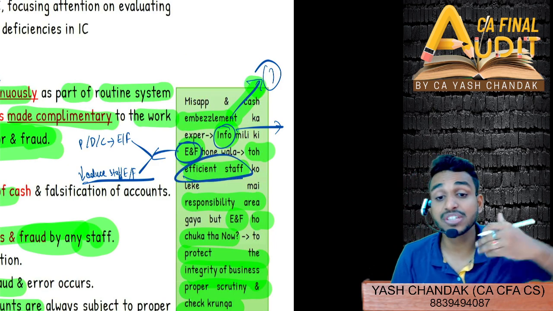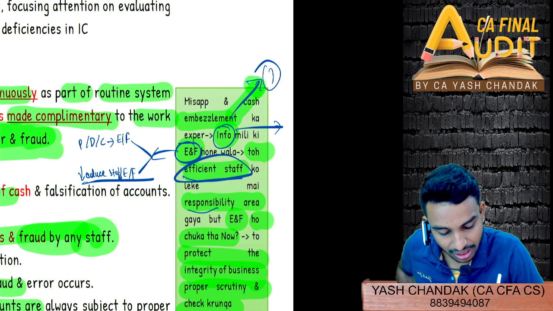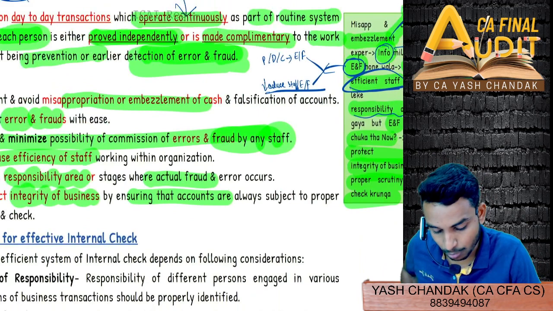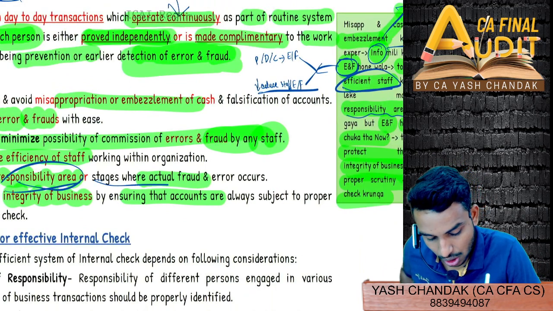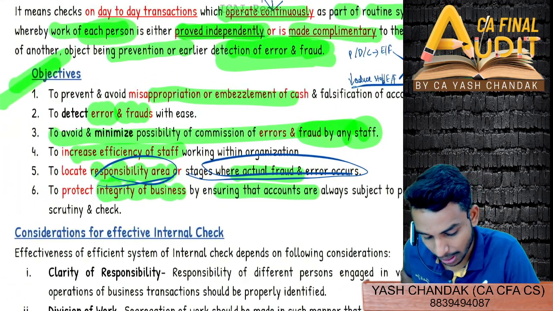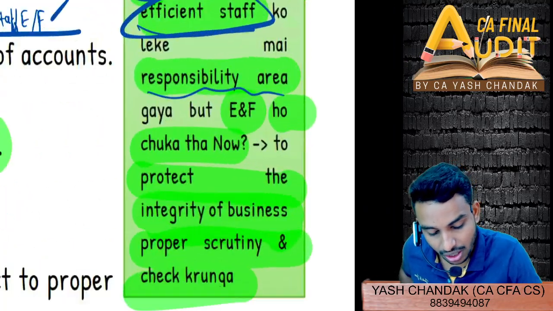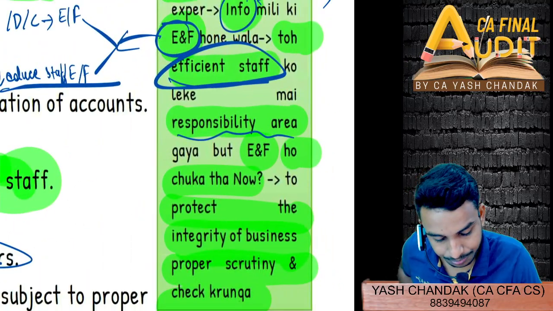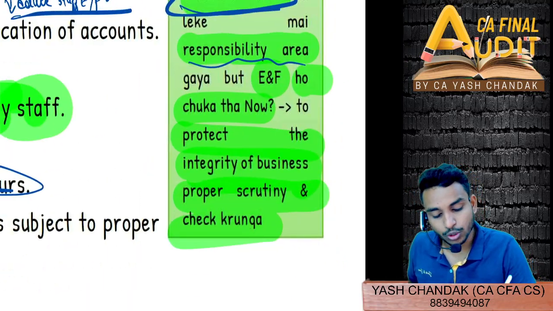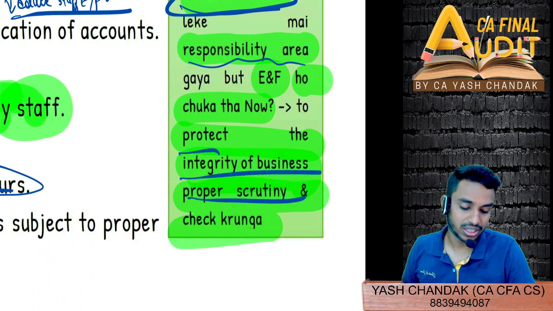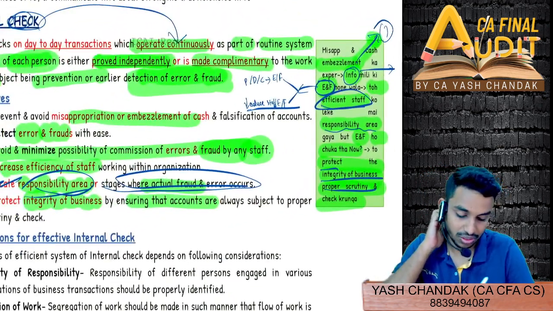Efficient staff. So my efficiency will increase, right? And responsibility area, that means what? I'll become more responsible. Responsibility area or stages where actual fraud error actually happen, I'll be able to locate those responsible areas, and lastly to protect the integrity of business, proper scrutiny and check. So that was the last point.